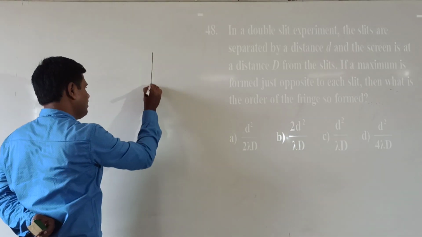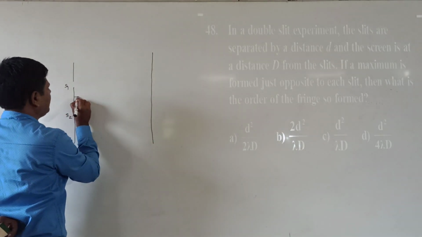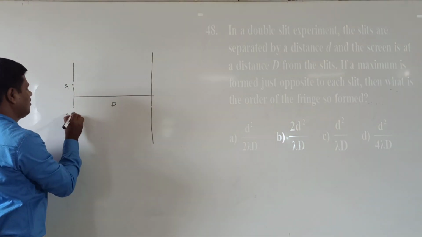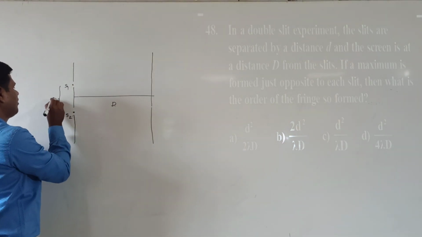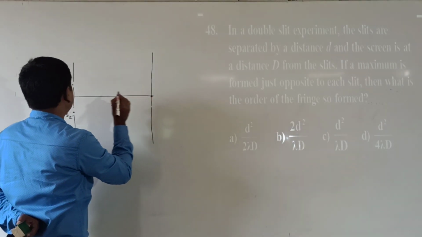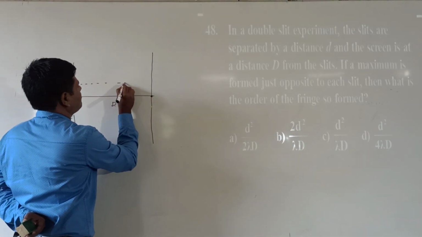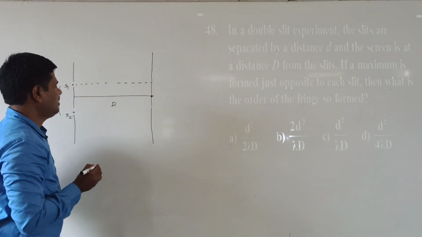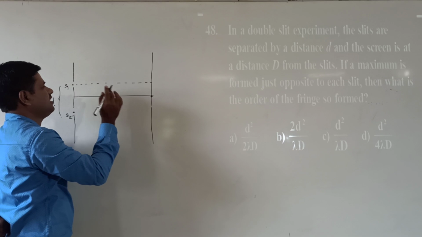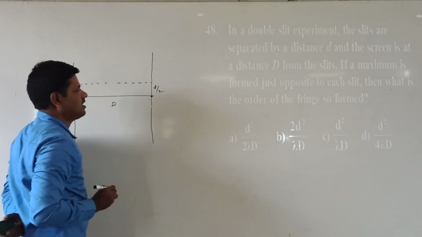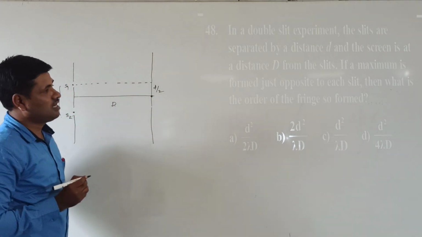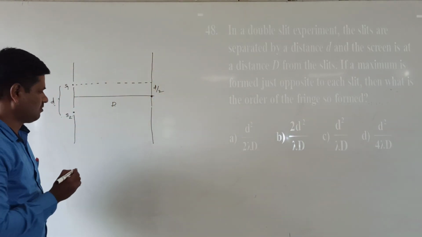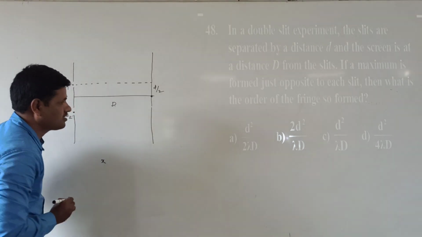Now this is a screen. The screen distance D is given here. The distance between the two slits, from the center, is taken as d. The maxima is formed opposite to any one of the slits. Any one of the slits, the total distance is d by 2. Here the maximum formula is there. Maximum is nothing but a bright fringe.